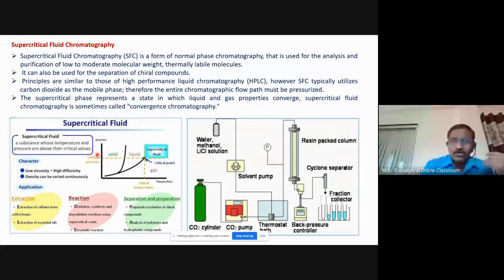So up till now, we have observed the different types of chromatographic techniques that you have learned or know at this stage. From the next lecture, we will start with what is meant by critical temperature and what is meant by critical pressure. So what is meant by critical temperature? Does anyone know the definition?